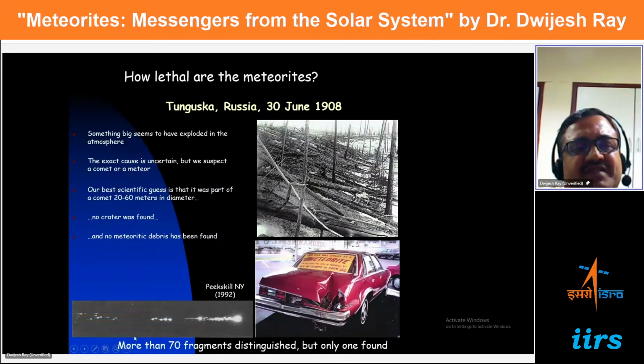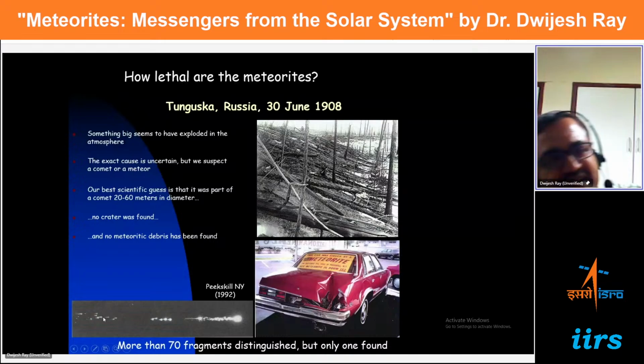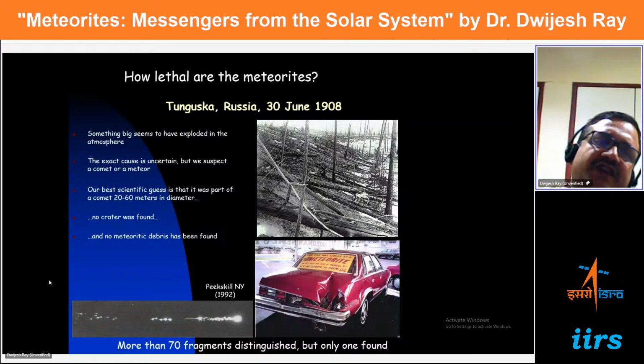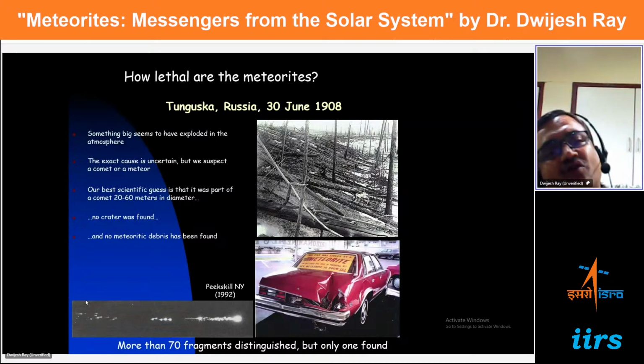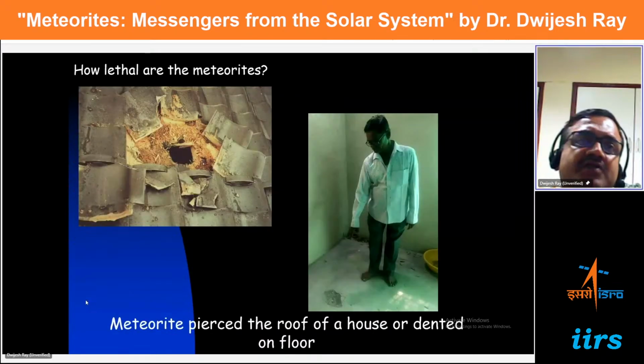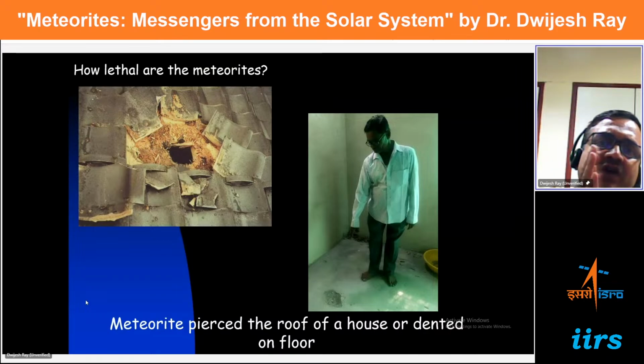And this is one of the events, a recent event actually. This is in Chelyabinsk. Scientists identified several fragments through telescope, but they found only one fragment. These are other examples. It can make a hole in the roof. And this is one of the examples from India. It can produce this kind of indent on the floor.